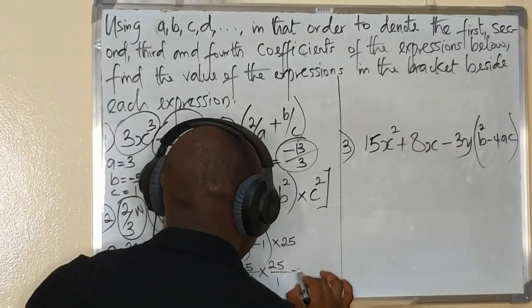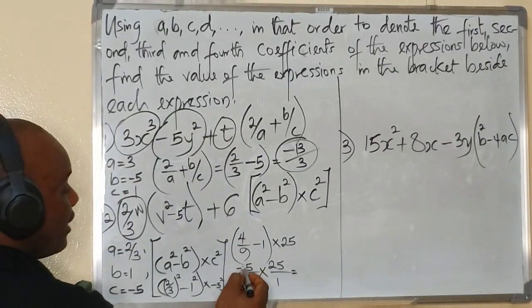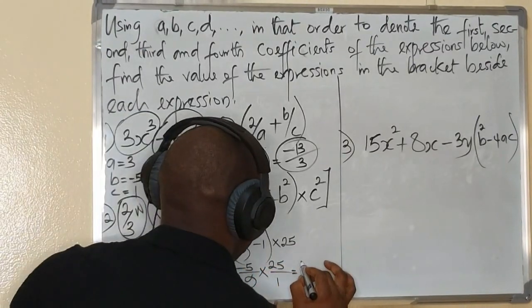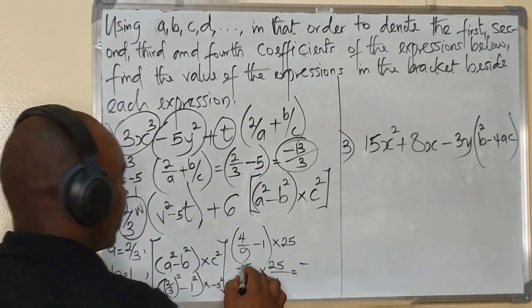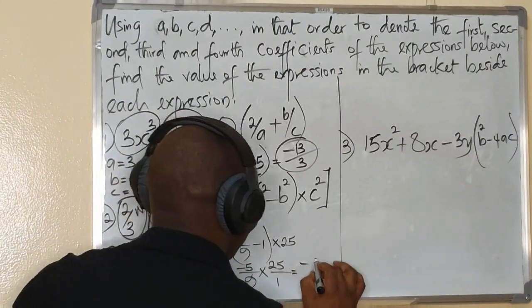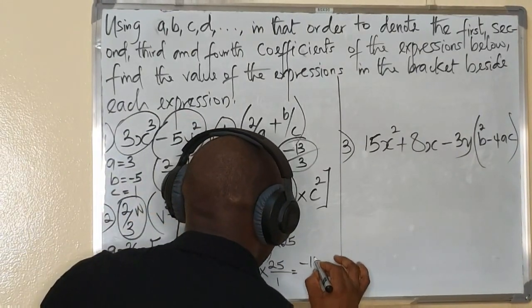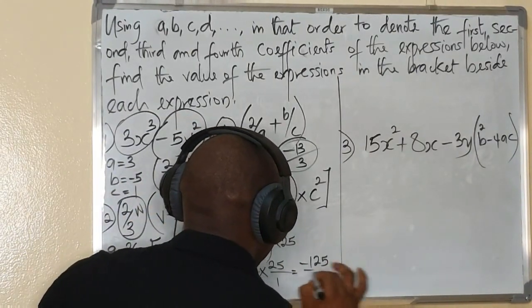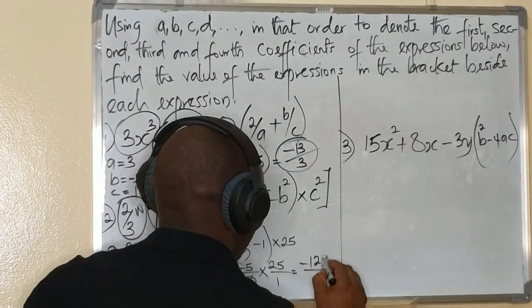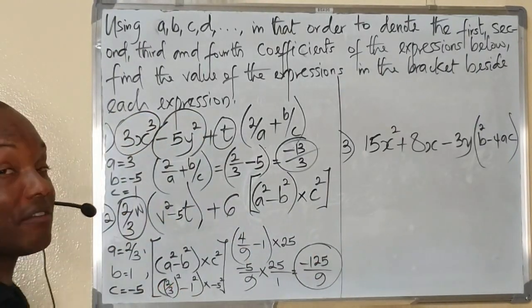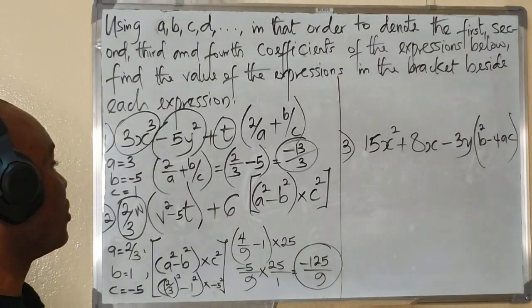So let's work this out and know what answer this is going to generate. If we multiply negative with a positive number, our answer will end in a negative. So negative 5 times 25 will give us negative 125. And 9 times 1 is 9. Our answer ends at this. We have simplified the second expression.